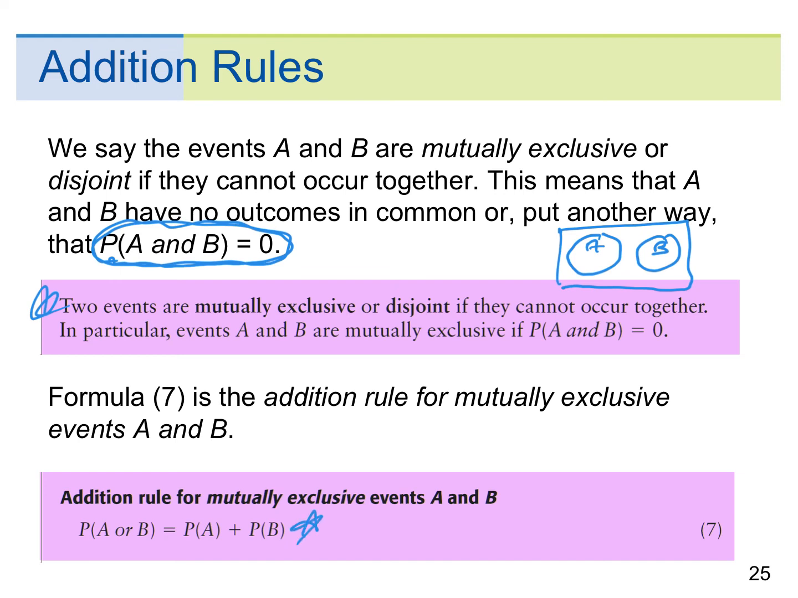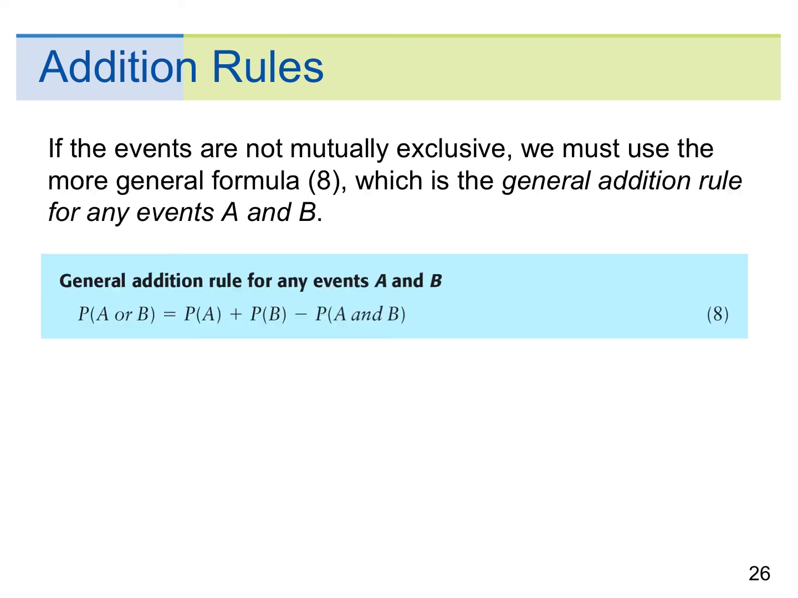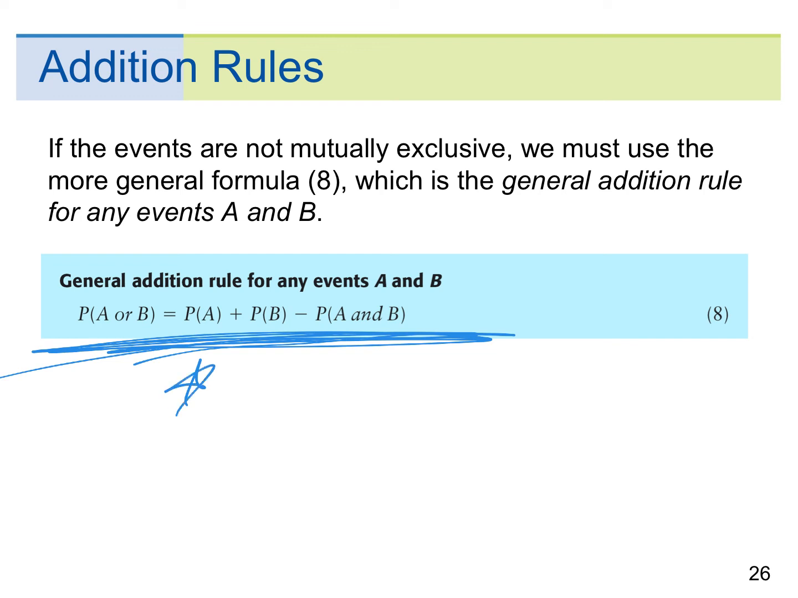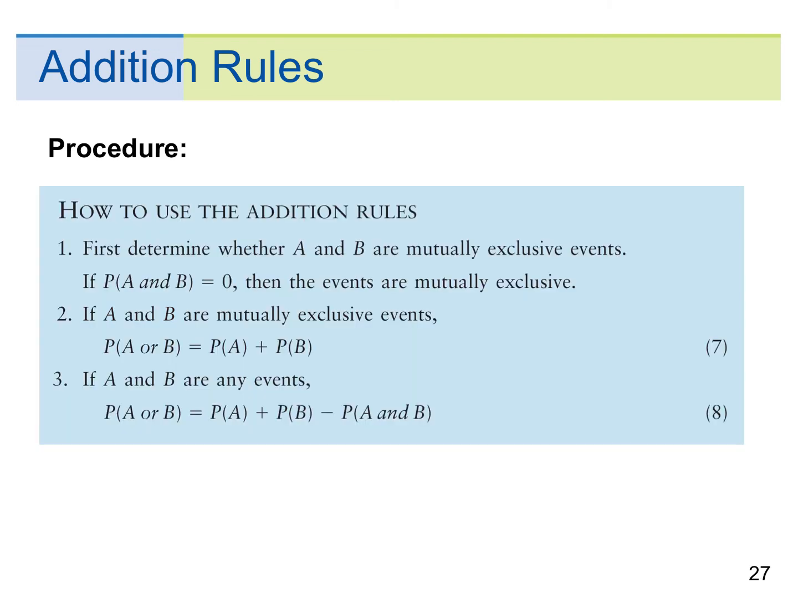If that's the case, you simply add the two fractions together. If they're not mutually exclusive, you add the two fractions together and subtract their what? Their and. If they're not mutually exclusive, we just call it the general rule of addition. You take the probability of the first event plus the probability of the second event, but then you have to take away the probability of where they overlap. There's the rules in general.